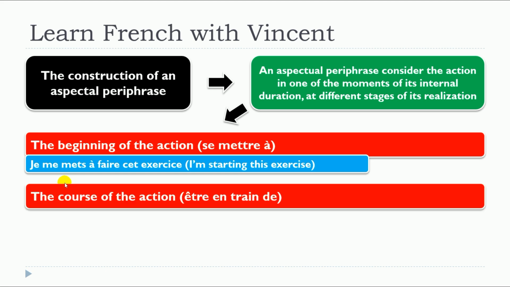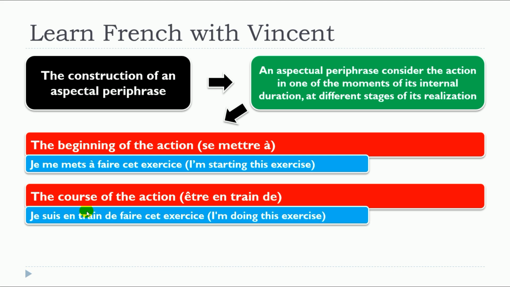Second stage: you want to express the course of the action. In that case, we will use être en train de. Je suis en train de faire cet exercice. By using être en train de, I clearly have the feeling that you are expressing the course of the action. It is happening right now.